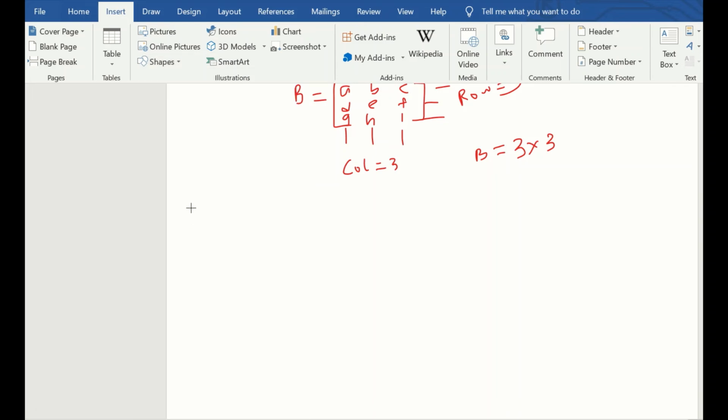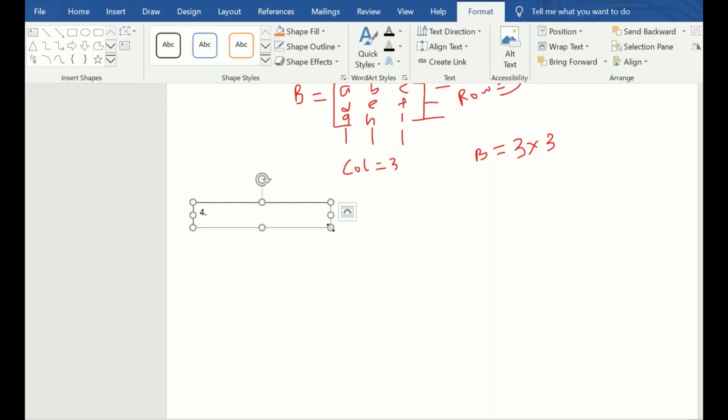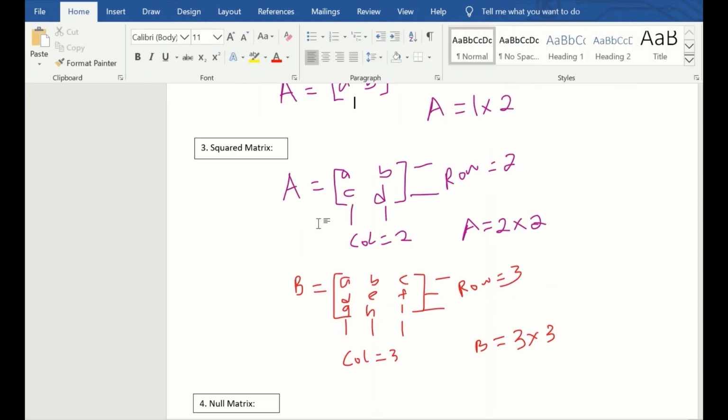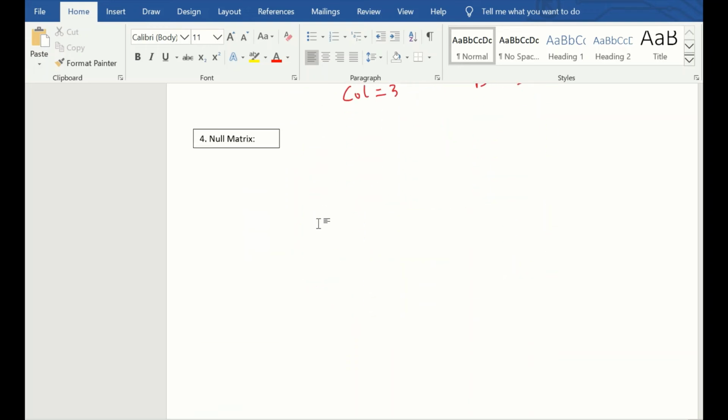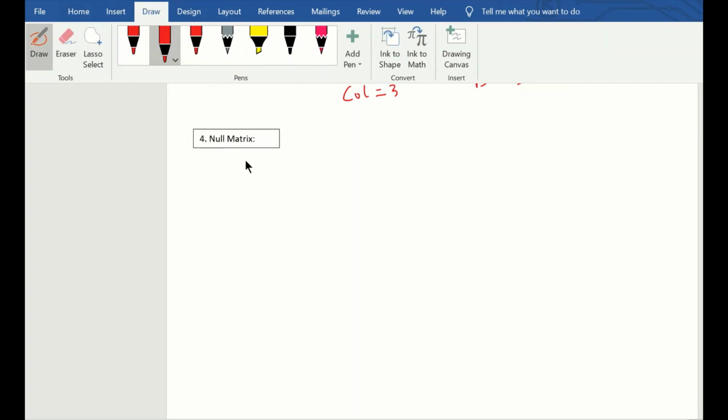For example, we have a null matrix. Number 4 is called a null matrix. Now, what is a null matrix? A null matrix is a matrix in which all the elements are 0. For example, I have a matrix A again. This time, the elements inside matrix A are all 0. For example, 0, 0, 0, and 0. Now, this is an example of a null matrix, or it's called a zero matrix.